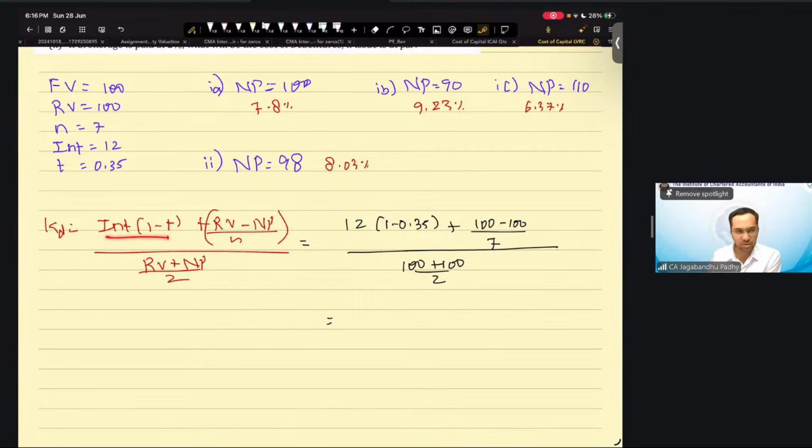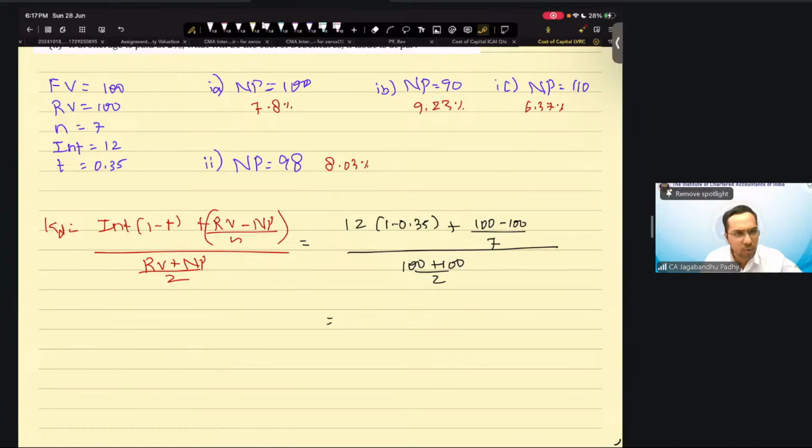It is simple. Interest into 1 minus t, which is post-tax interest. Then the difference between what you get today, which is your net proceeds, and what you're going to get redeemed, which is the redemption value. And then you simply divide it by n, and this will take the average.